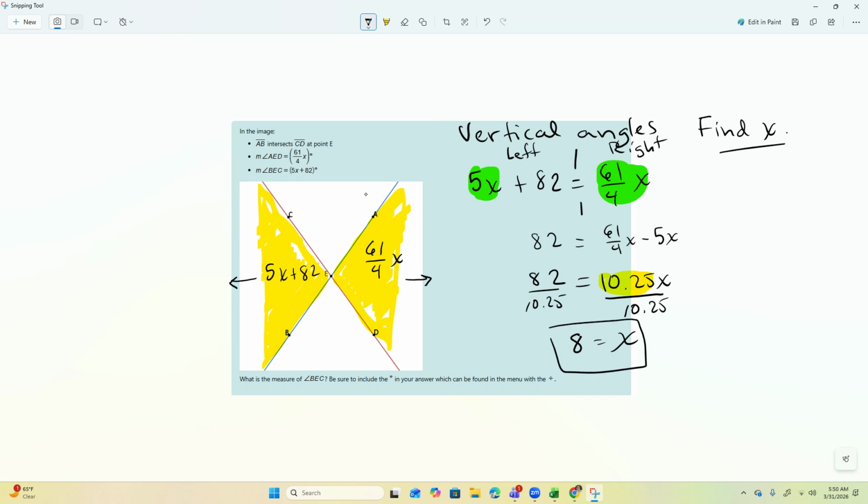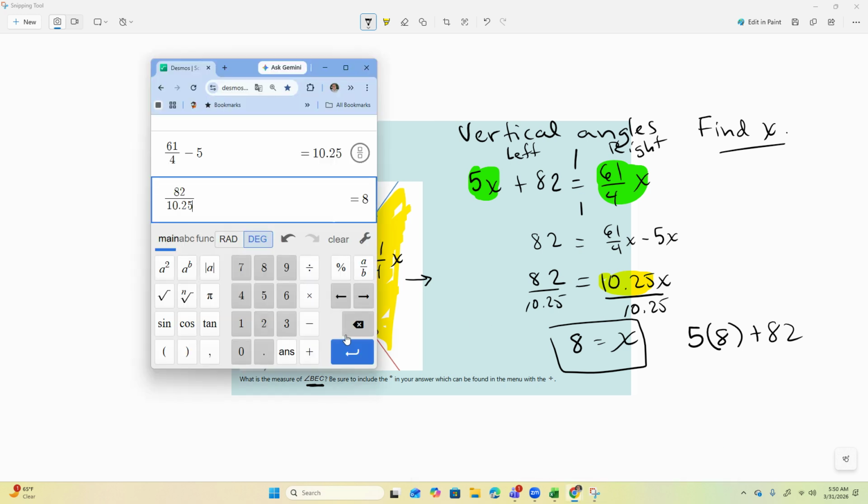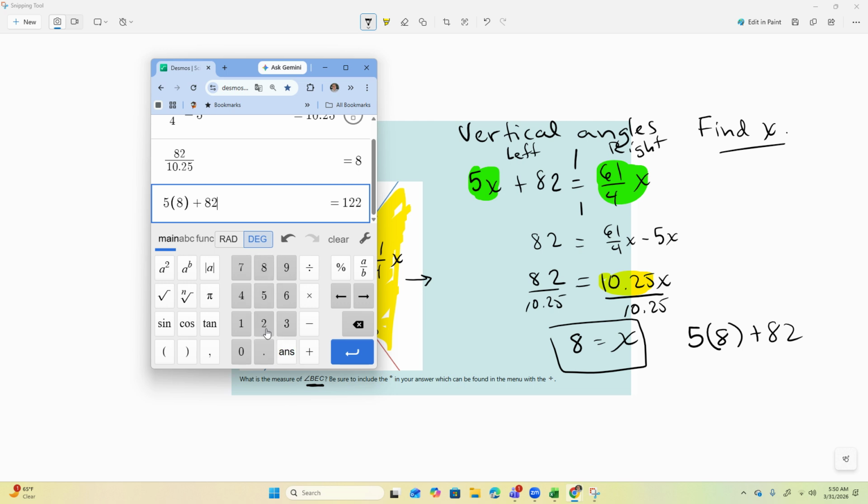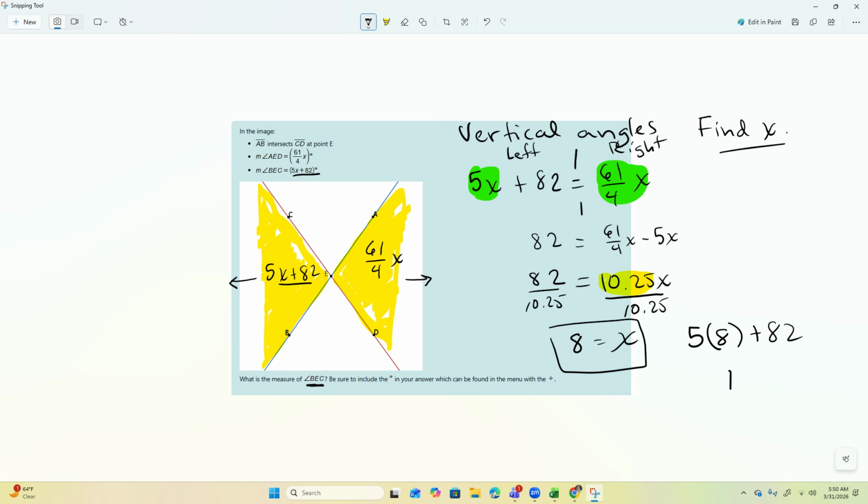The next thing I need to do is they ask me to find the angle BEC, which is 5x plus 82. So in the calculator, I'm going to write 5 parentheses, but my x is 8, plus 82. I'm going to put it in my calculator so you can see it. So I'm going to write 5 parentheses 8 plus 82. And you can see that my angle BEC is 122 degrees, okay? And that's how you do these problems.